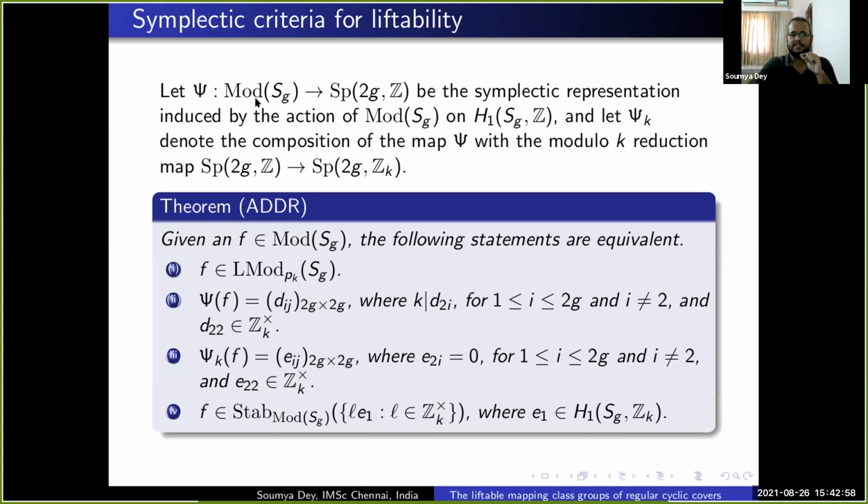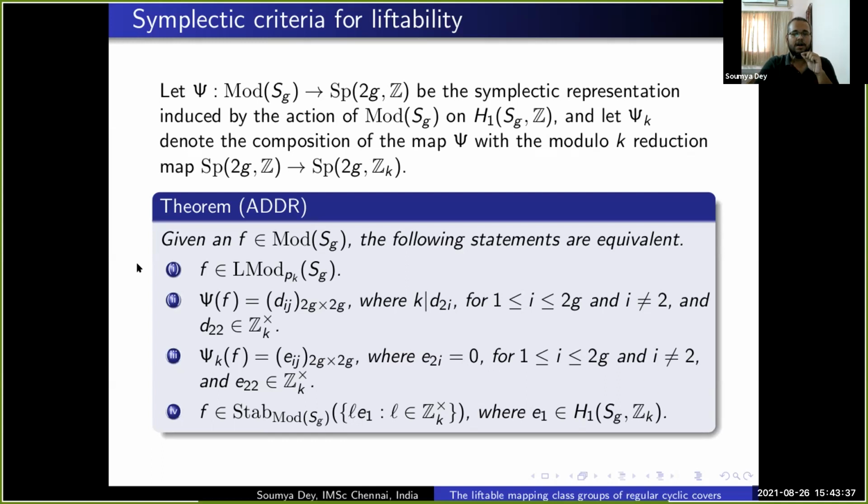This is the symplectic representation of a mapping class group. If we consider the action of the mapping class group on the homology of the surface, we get this representation of Mod(S_g) in Sp(2g, Z). This is called the symplectic representation. And if we compose this map with the modulo k reduction map from Sp(2g, Z) to Sp(2g, Z_k), we get a map from Mod(S_g) to Sp(2g, Z_k). We are calling this psi_k.